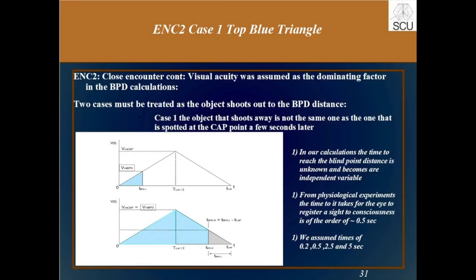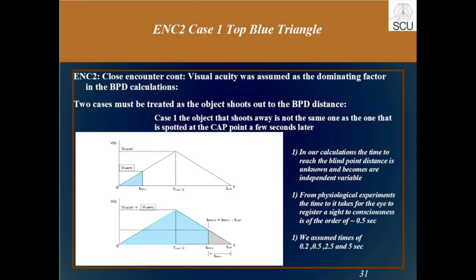Or they're tubular shaped objects, but there's never been a report that they look any different. So we really don't know it's the same object. We don't know that the object that showed up at the CAP point is the same one that they saw. So I took two cases. One where it's a different object, it just took off and went to the blind point and was not seen anymore. The other is where it actually went to the CAP point, the same one.